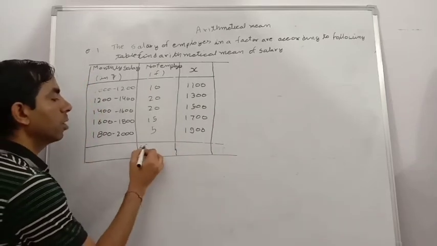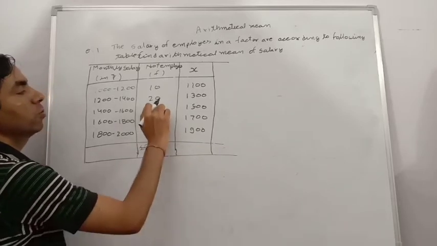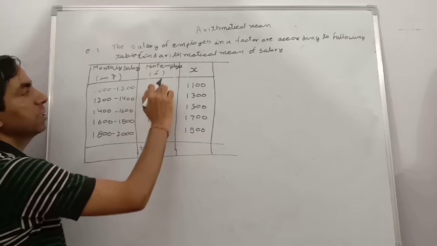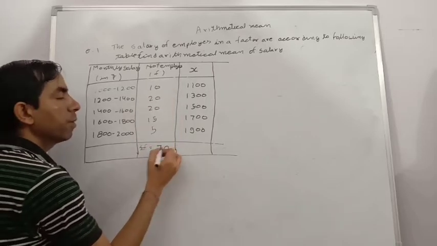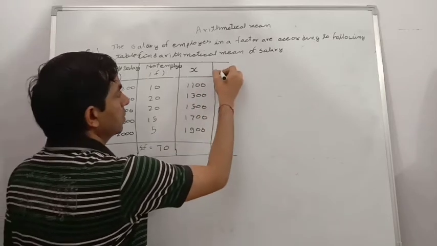First we find the summation of f. Here we add 10, 5, 20, 20, 15... the sum of the frequency is 70. Next we have to find fx.